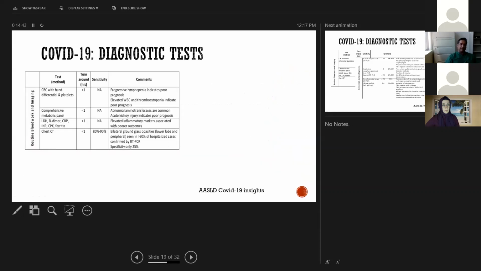Now, for the diagnostic tests, we know that lymphopenia is associated with poor prognosis in COVID. And again, there are all these routine blood work that we do upon admission.